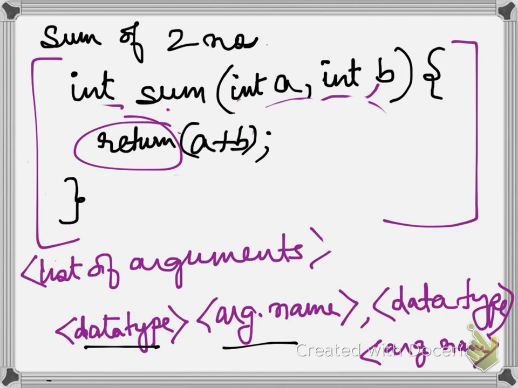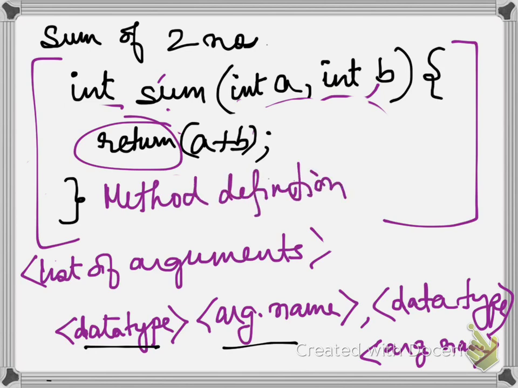Now we have to call this method. This method will not get executed on its own. What you see here is known as the method definition, or method declaration also it is called. Now we have to call this method.